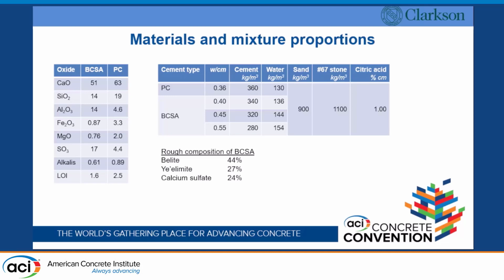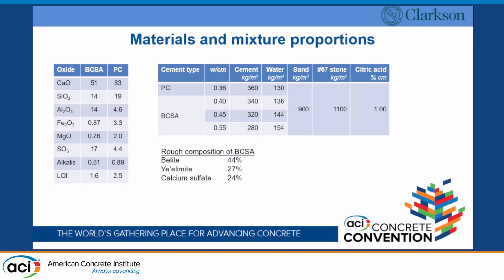Why are we using those water cement ratios? Well, our 0.55 with BCSA gets us 40 MPa, and so does our 0.36 with Portland cement. 0.4 gets us 70 MPa. So keep that in mind as we go through these results. Does it make sense to compare apples to apples or apples to oranges?